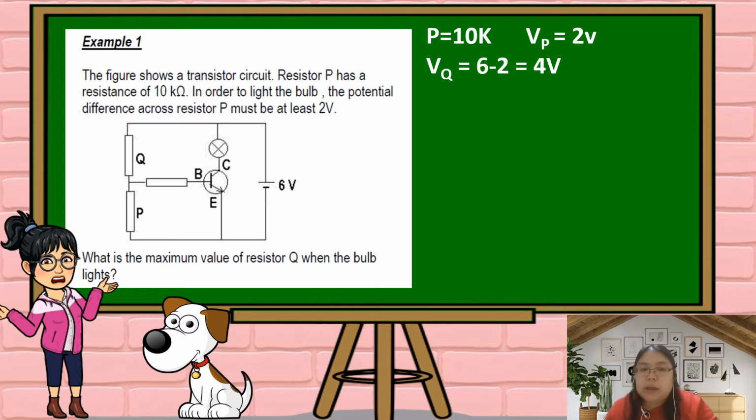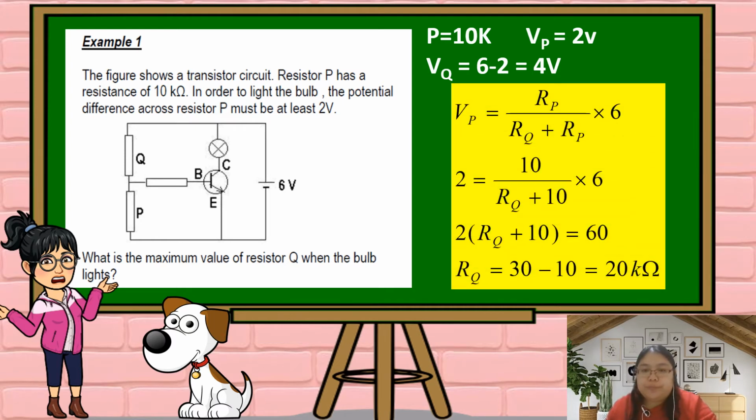Because VP equals RP over RP plus RQ, there's just one RQ, so it's easy to find. So I show you here. I'm using VP. VP, we must take RP first, over RQ plus RP, multiplied by 6. 6 is the total volt. So 2 is VP. So this one is 10 kilo over RQ plus 10 kilo, multiplied by 6. After that, this RQ plus 10, I bring it up. So 6 multiplied by 10 becomes 60.